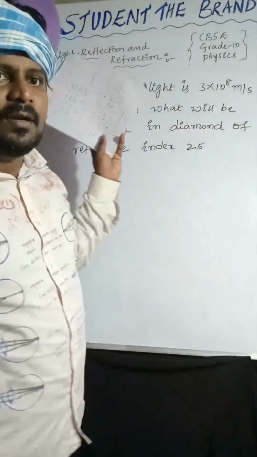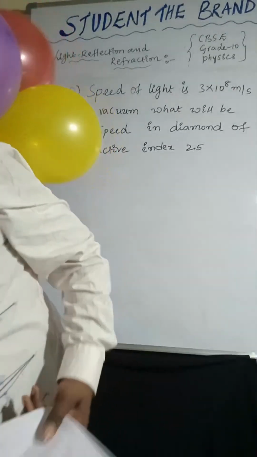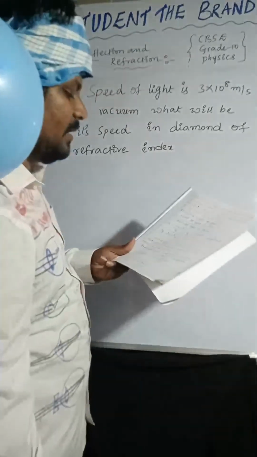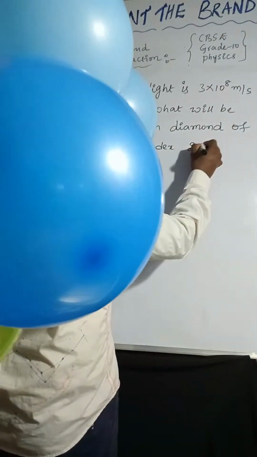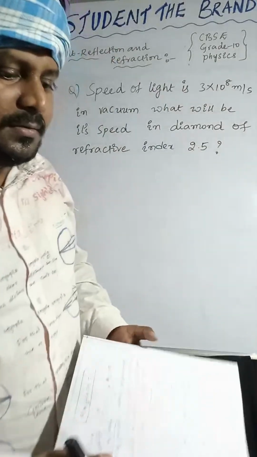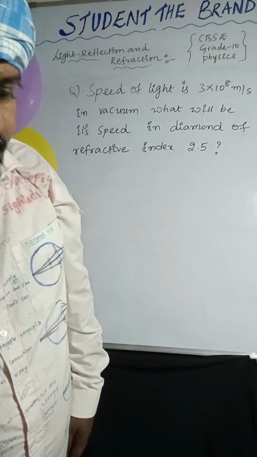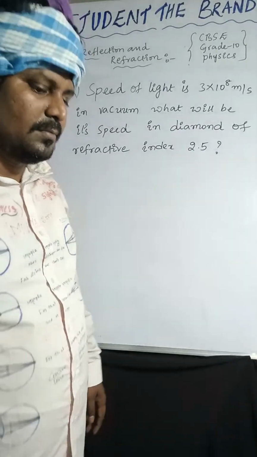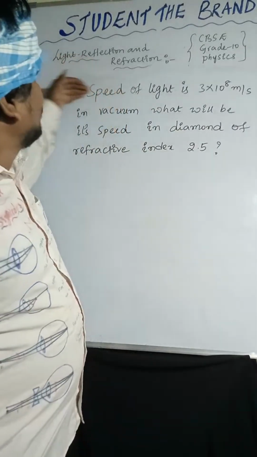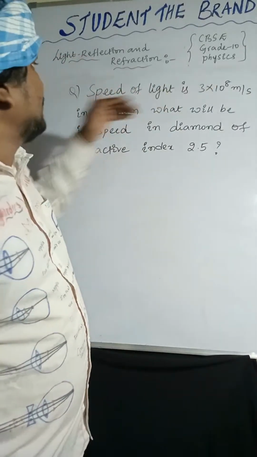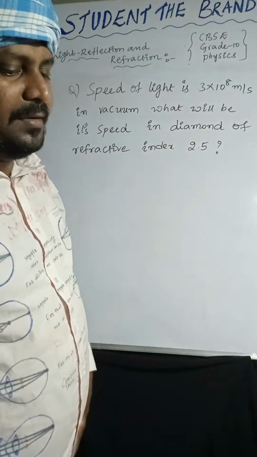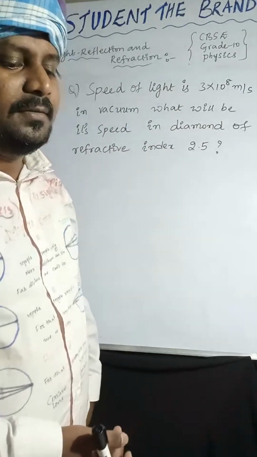So you can see, this is a question. Try to solve it. You can check this question. Speed of light is 3 into 10 power 8 meter per second in vacuum. What will be its speed in diamond of refractive index 2.5? So how can we do it?